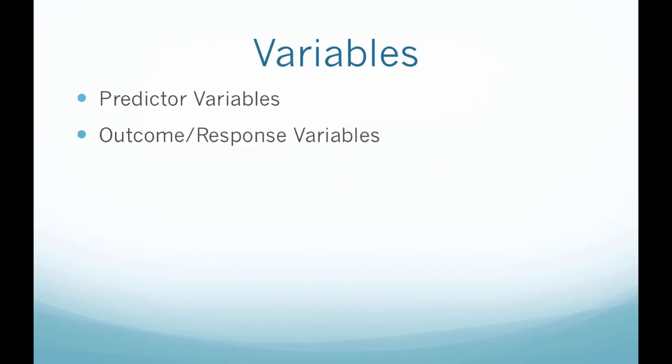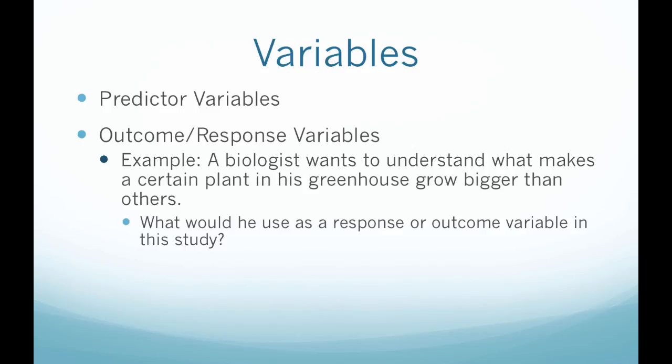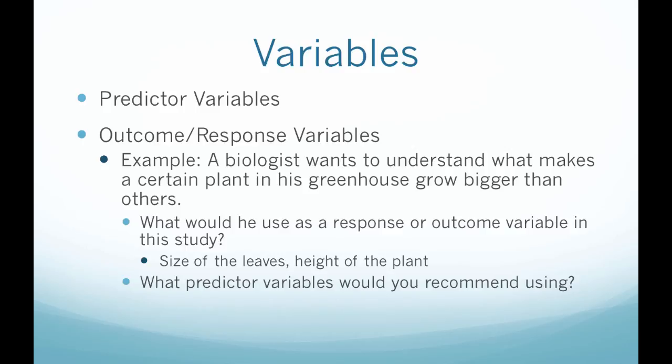To better understand this, let's look at an example. A biologist wants to understand what makes a certain plant in his greenhouse grow bigger than the others. What would he use as a response or outcome variable in this study? There are many different answers to this question. Some of them could be, he might look at the size of the leaves of the plant or the height of the plant to be able to judge that that plant is indeed bigger or in a different situation than the other plants. What predictor variables would you recommend using?